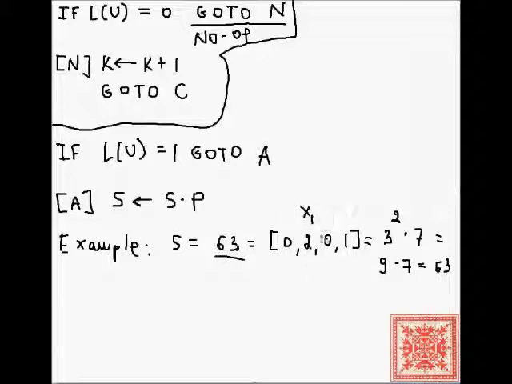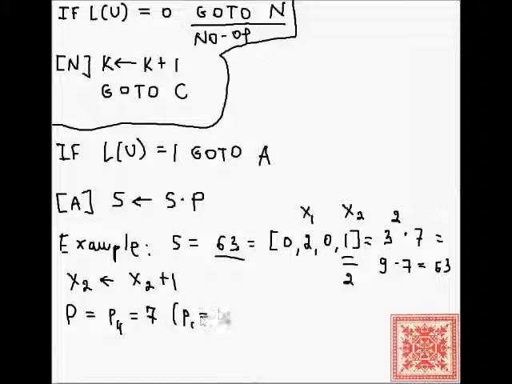So 2 is the value of x1, and 1 is the value of x2. Let's suppose that the instruction is x2 equals x2 plus 1. After this instruction is executed, the value of x2 should be set to 2. The fourth prime, which is the prime corresponding to the fourth spot in the state S, is 7.